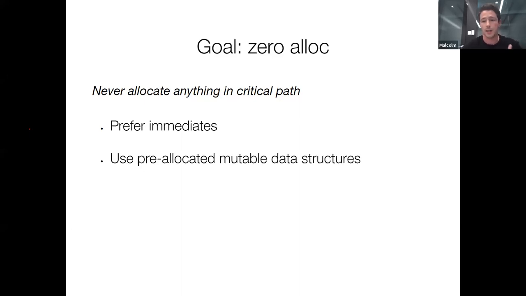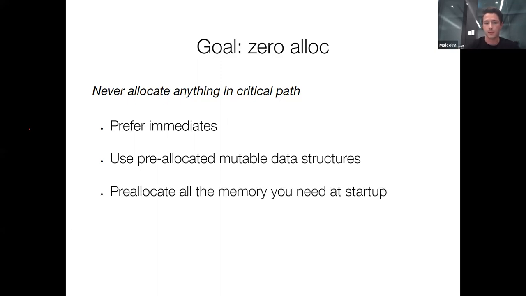You could pre-allocate a bunch of stuff at the start of your program. We don't want to do dynamic allocation in the hot path while the program's running, but it's fine to allocate things at the beginning of the program. And you can pool these data structures and reuse them and mutate them throughout the program's life.